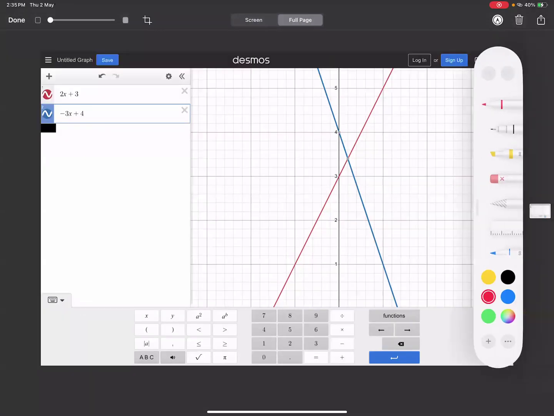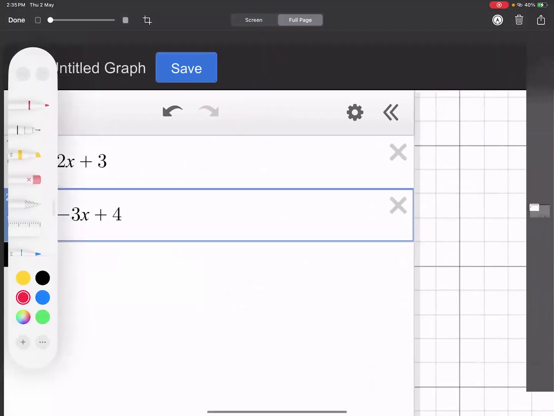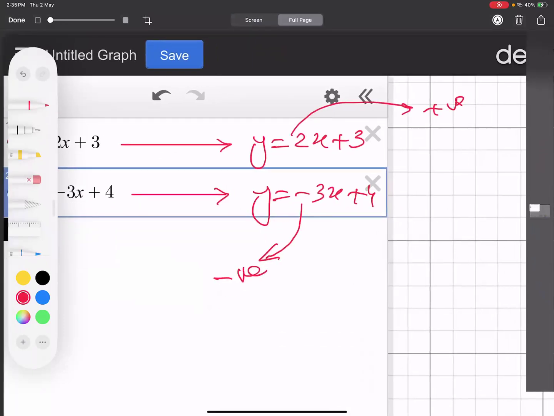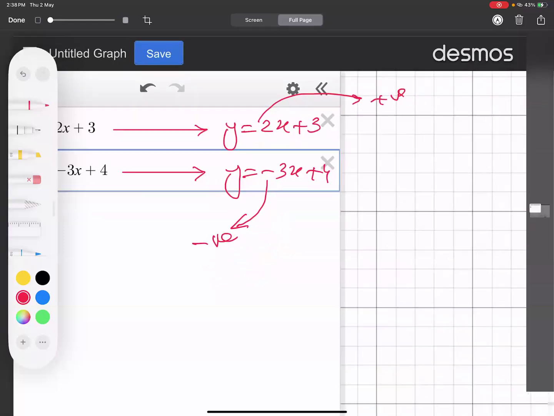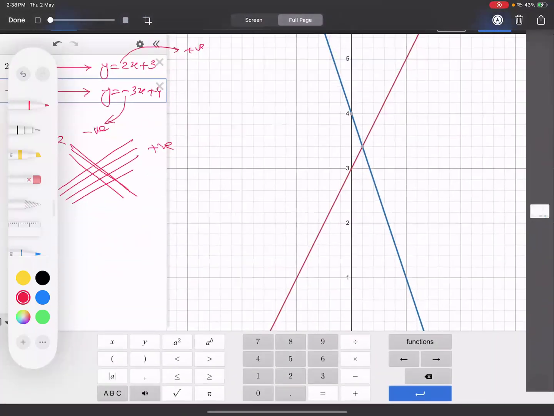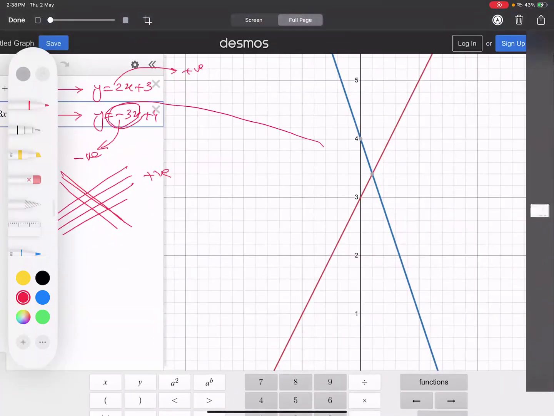So attentive, please. When you talk about these two lines, line number 1, y equals 2x plus 3. Line number 2 is y equals negative 3x plus 4. This is a negative gradient, and this is a positive gradient. So you can see, students, all these lines have positive gradient. All these lines have negative gradients. You see, concentrate. So this blue line is negative.